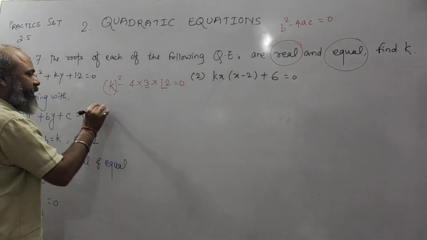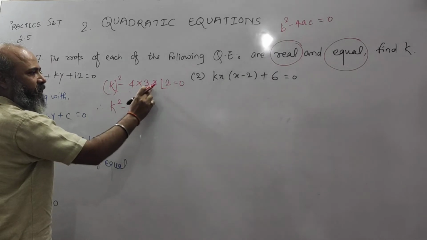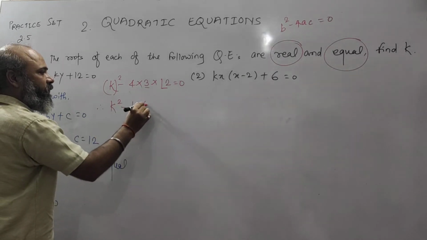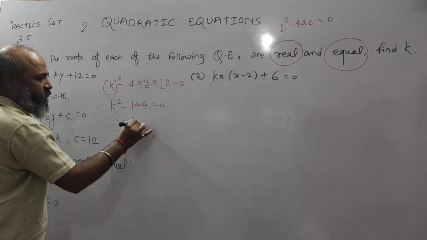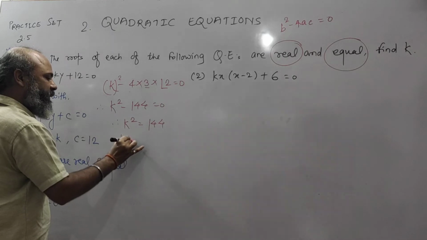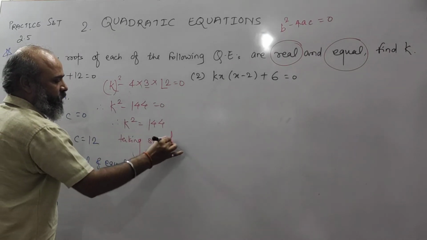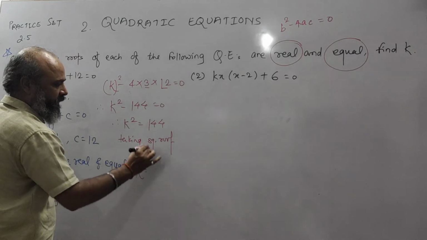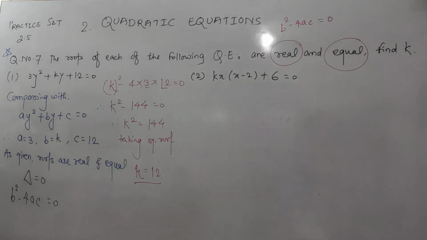Therefore student, you will write k square minus 4 3s are 12, 12 fours are 48, and this is equal to 0. Therefore k square is equal to 144. Taking square root, k will be 12. The value of k is 12. This is the answer.